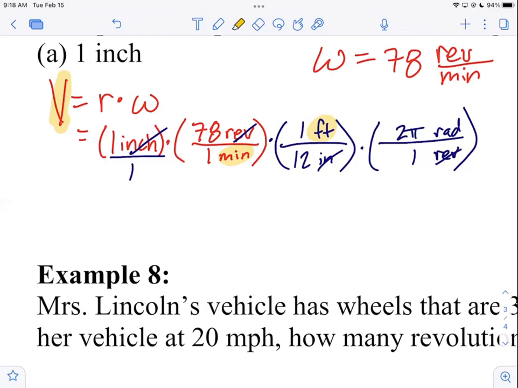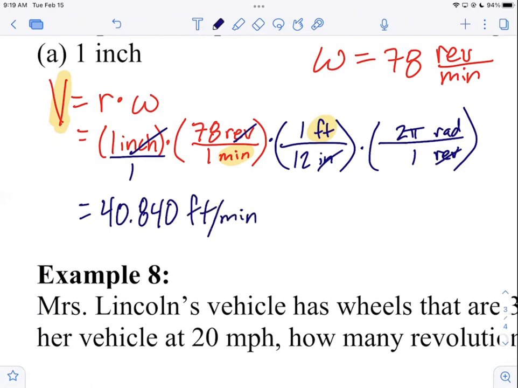So now all you have to do is type it in. You don't even have to worry about the ones, because anything times 1 or divided by 1 is itself. So we'll pick up the calculator and we'll do 78 divided by 12 times 2 times pi. Okay, I'll do it with you. 78 divided by 12 times 2 pi. I get 40.840 or 8.1 feet per minute.